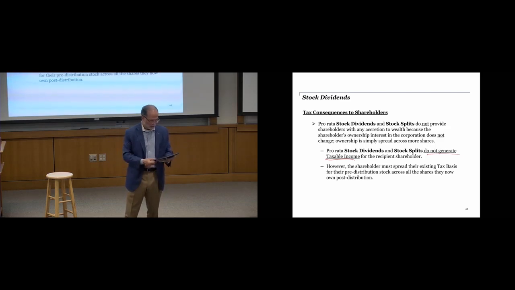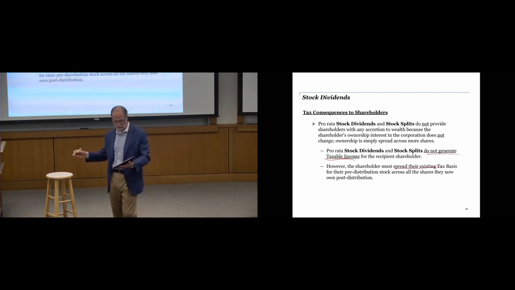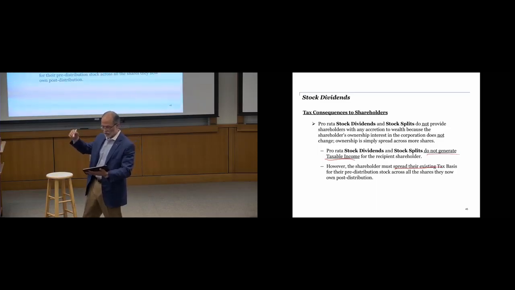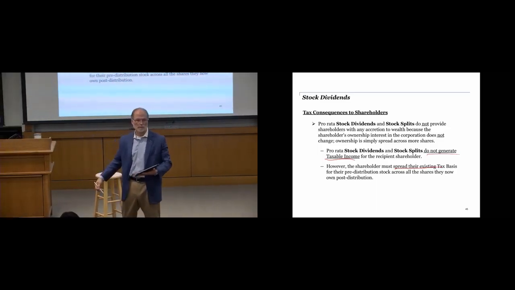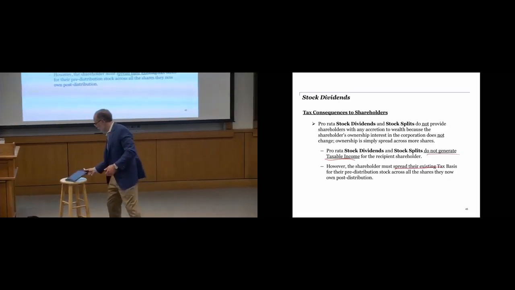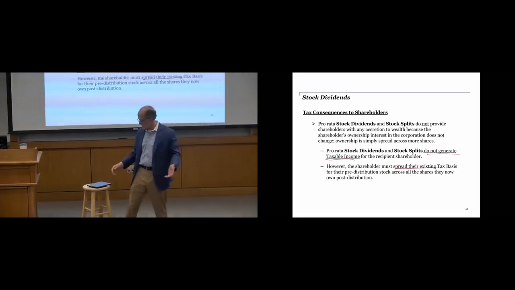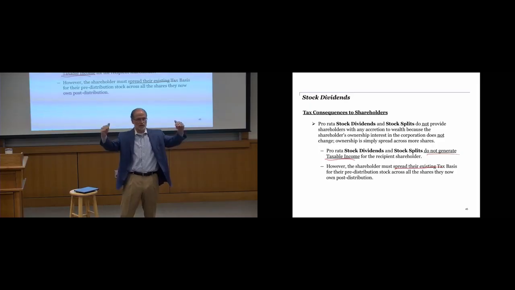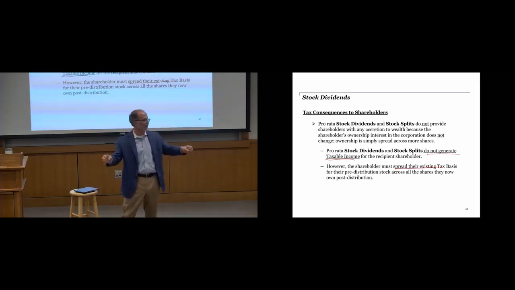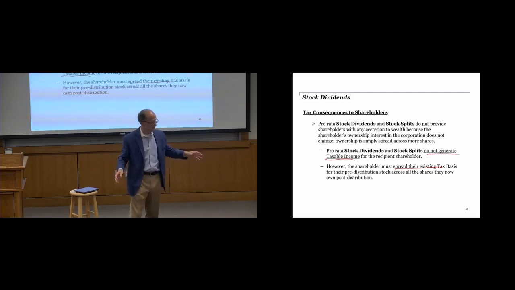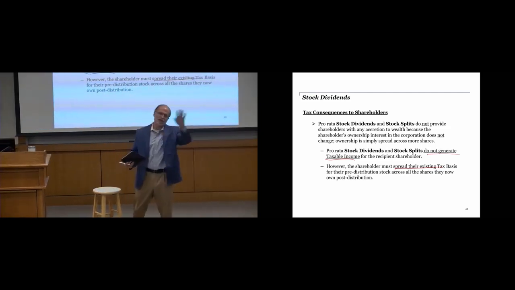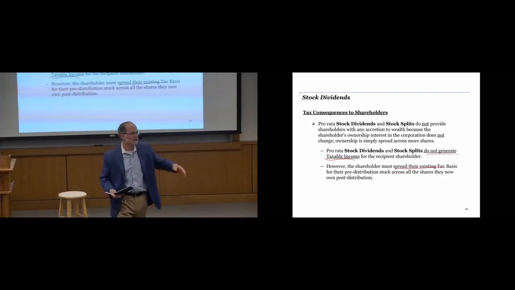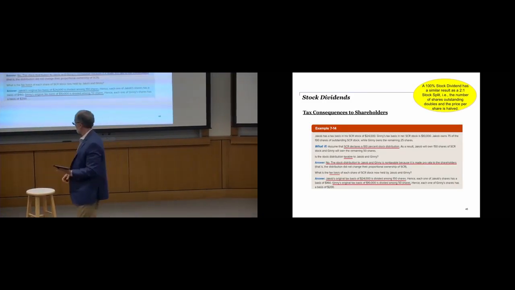However, you must spread your existing tax basis for the pre-distribution stock across all the shares you now own post-distribution. So if I had 100 shares of Apple, and Apple gives me a stock dividend, I have to take my basis in the 100 shares and spread it across all the shares I own, because the value of the shares went down per share. Tax basis goes down per share. But my net total fair market value and total basis is exactly the same. It's just that the old basis doesn't stay with my pre-stock dividend shares. Okay, 714, let's build on that a little bit.